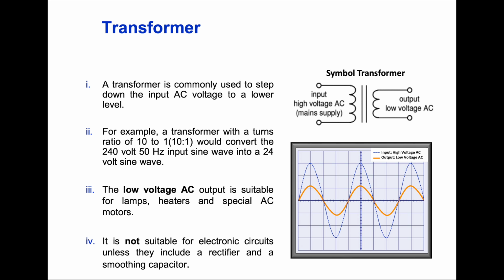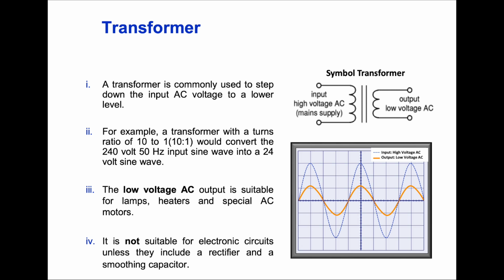A transformer is commonly used to step down the input AC voltage to a lower level. You know the function of a transformer: you can step up the voltage, or you can step down the voltage. But here the function is to step down the input AC voltage to a lower level. For example, a transformer with a turn ratio of 10 to 1, meaning 10 is the primary coil and 1 is the secondary coil, is a step down transformer. It will convert the 240 volt 50 Hz input sine wave into a 25 volt sine wave.